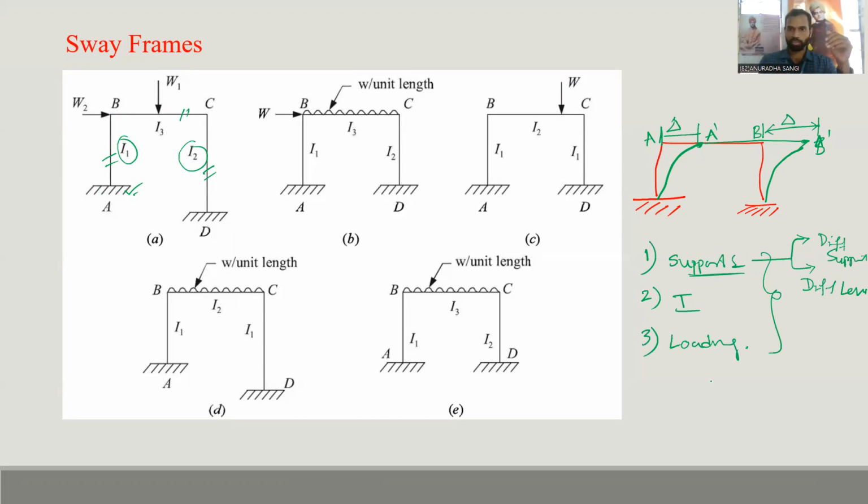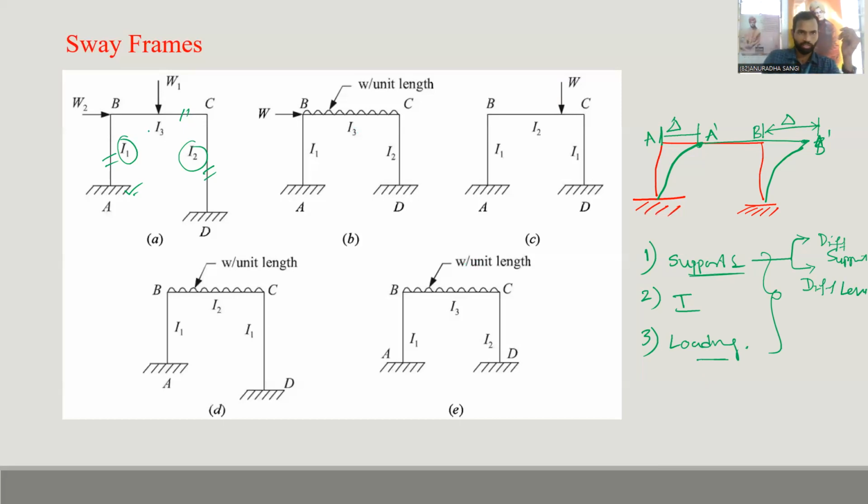And the third one is loading. If the loading is symmetrical about the vertical axis, then it is called a non-sway frame. Otherwise, it will be a sway frame.